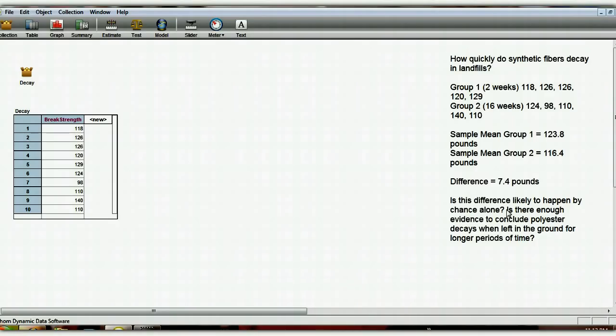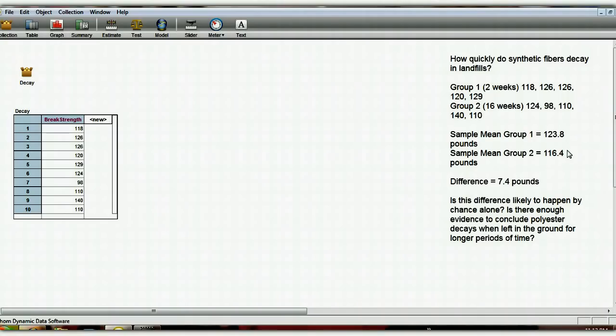Here we can see that the mean for the first 5 strips, group 1, that was in the ground for 2 weeks, was 123.8 pounds, and the sample mean for group 2 was 116.4 pounds. So that's a difference of 7.4 pounds.